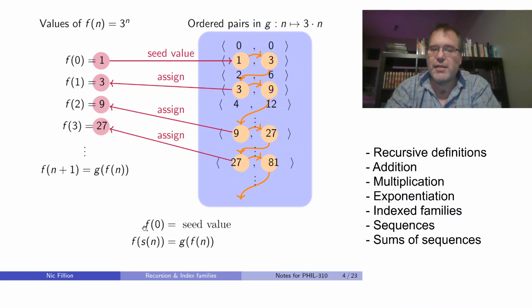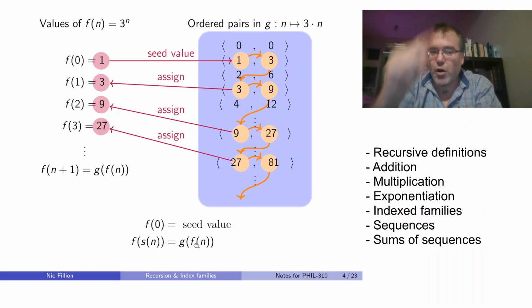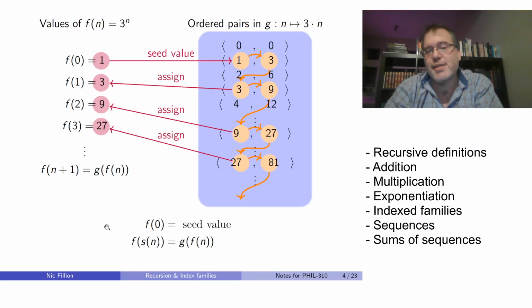So we start with the seed value, and then after that, the function as it applies to the successor of n, or n plus 1 as I've written here, is just applying the function g, the given function, to f, but with an argument 1 lower. Okay, so those two equations are the equations that we use in order to do a recursive definition. We say what's the value of f at 0, and then we say what is the value of a successor in terms of a given function applied to the function for the predecessor.